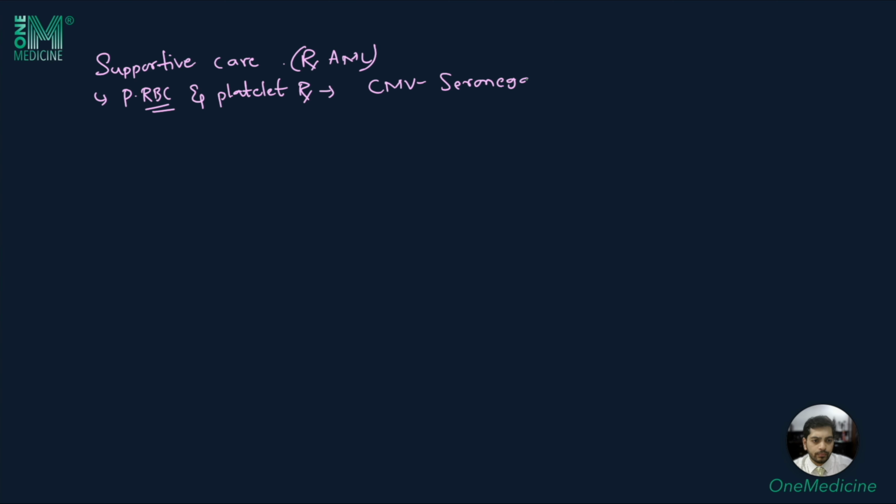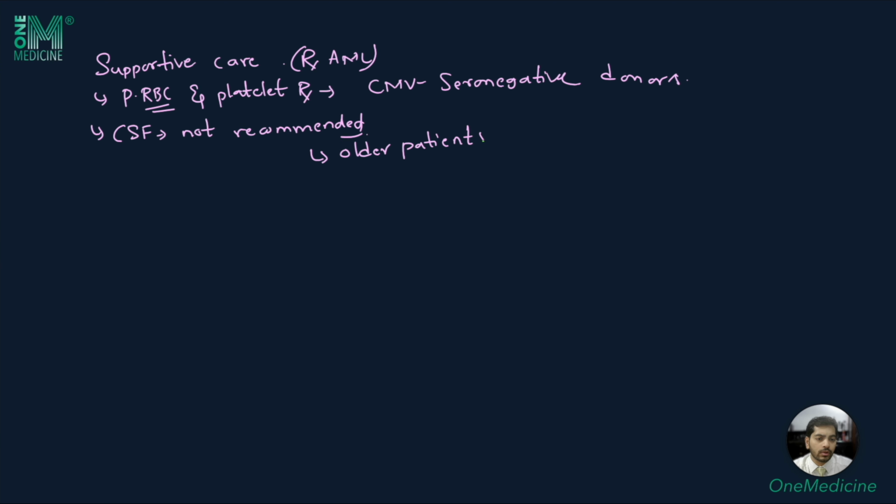Supportive care in treatment of AML includes packed red cell and platelet transfusions from cytomegalovirus seronegative donors. Colony stimulating factors are generally not recommended as they do not provide much benefit. They can be used in relatively older patients with any active infections.